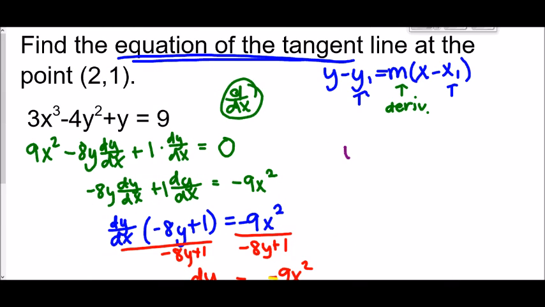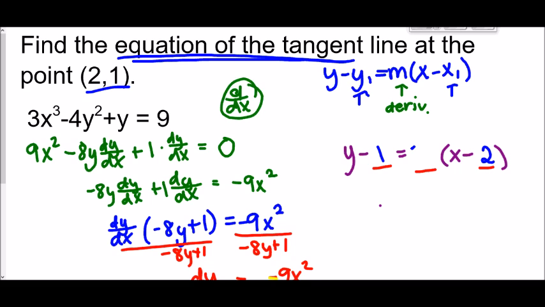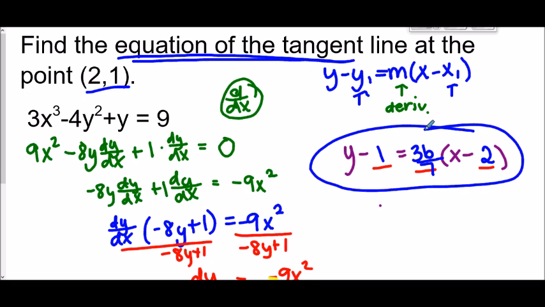Remember, to answer this question, we had to make an equation. So our equation, y minus y1 equals m times x minus x1. We have to fill in these 3 points. Well, 2 of them they gave us. They gave us the point 2, 1. So 2 is the x value, so it goes over with the x. 1 is our y value, so that goes here. And then our m comes from our derivative, which is 36 over 7. And that's our equation. We have written the equation of a tangent line.